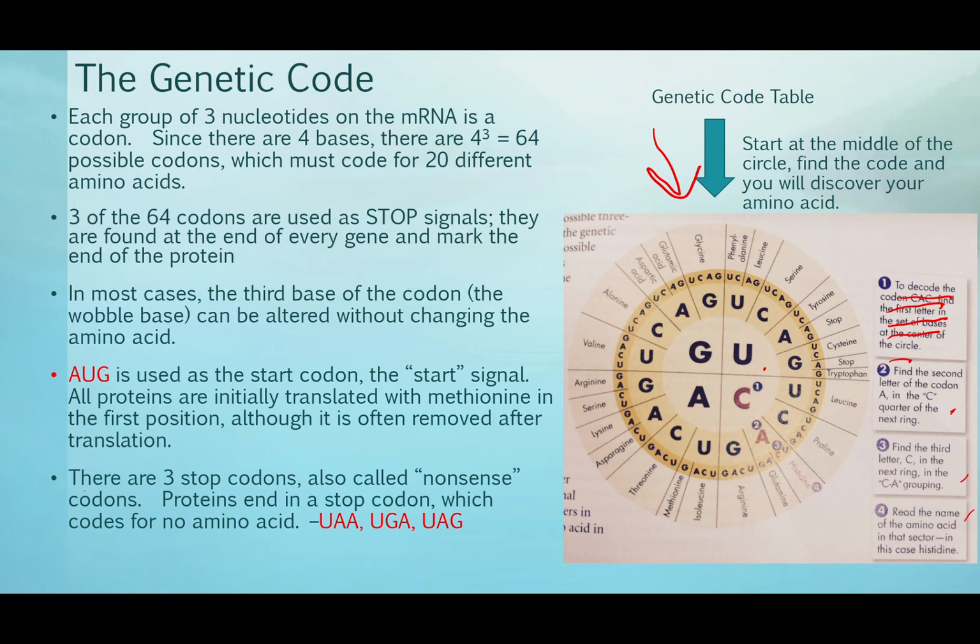So there are 3 stop codons called nonsense codons. What they do is they tell it to stop, no more amino acids. These are your 3. This one here is your start. It tells you to start. So we know our first one's going to be A, U, G, and that is our first amino acid. Then we will have several other amino acids to determine.